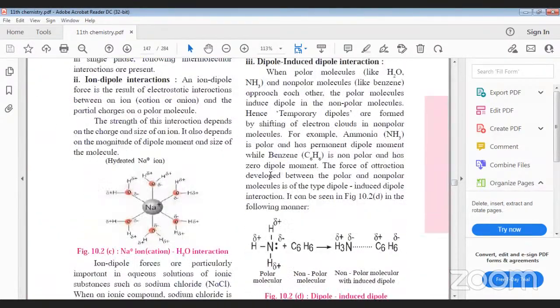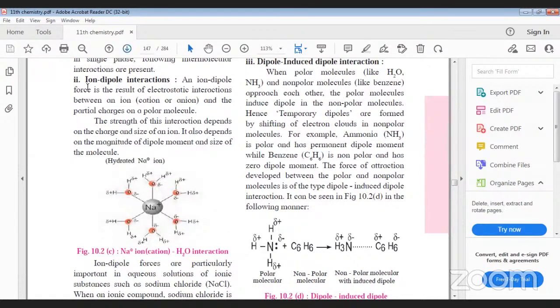After that, we will see ion-dipole interaction. Now see students, earlier we studied dipole-dipole interaction. What is the difference here? Dipole is removed and the word ion is there. So sometimes this heading also helps you understand what kind of interaction it is. Ion, what does it mean? Ion means cation or anion. Cation means positively charged. In the diagram, you can see Na plus. Na plus means sodium with a positive charge. It's called a cation.